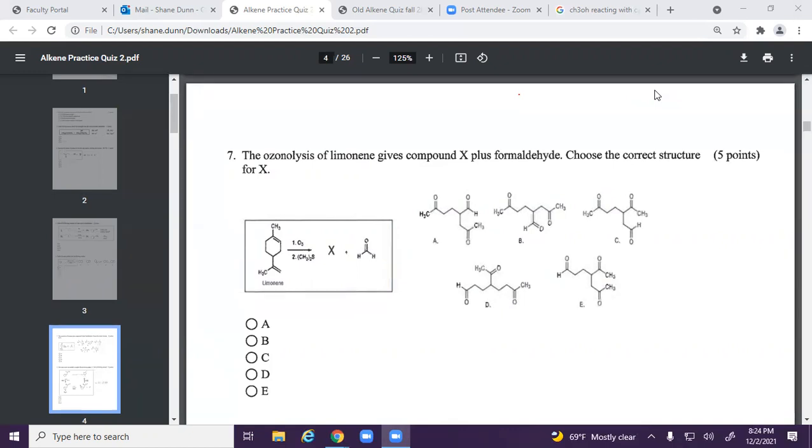Do you have this structure? Yes. You kind of do. Okay.